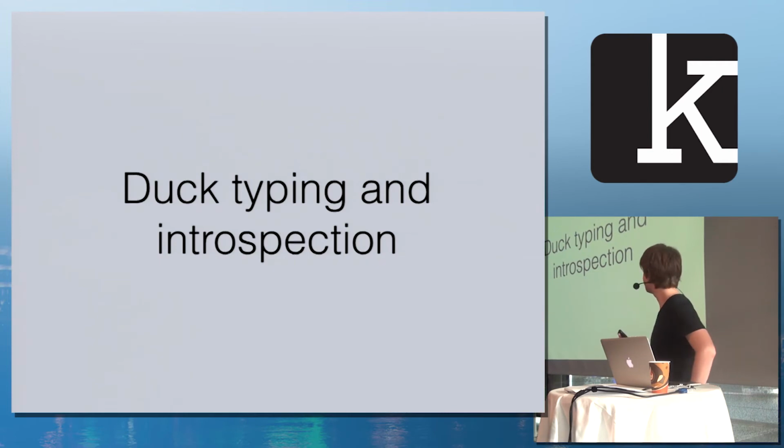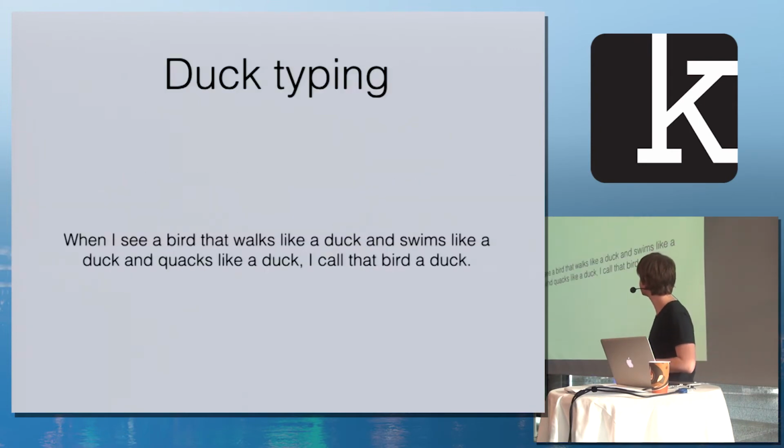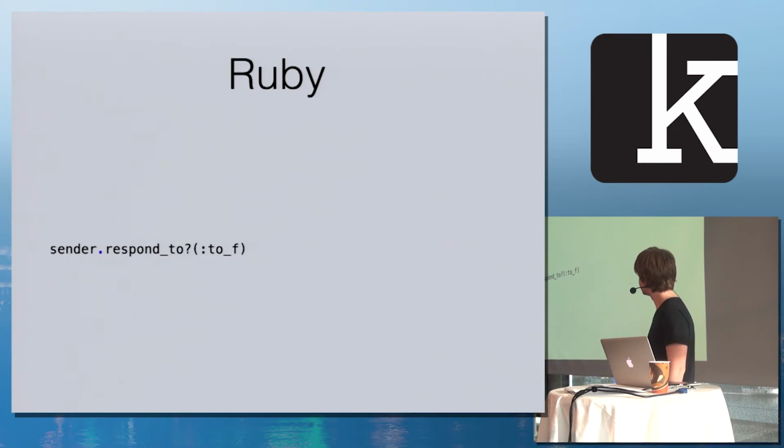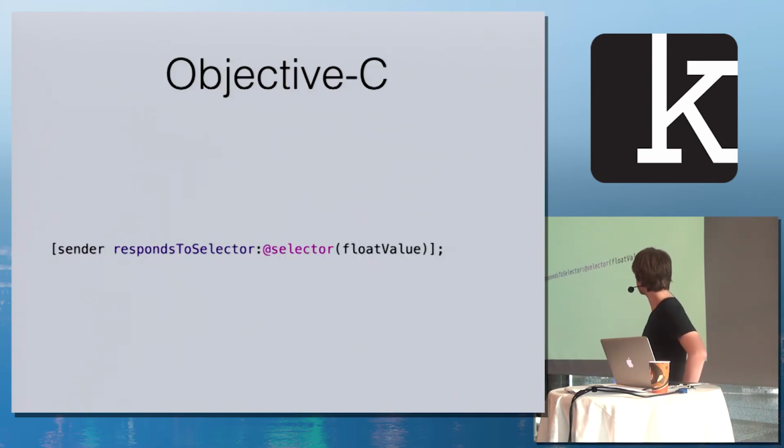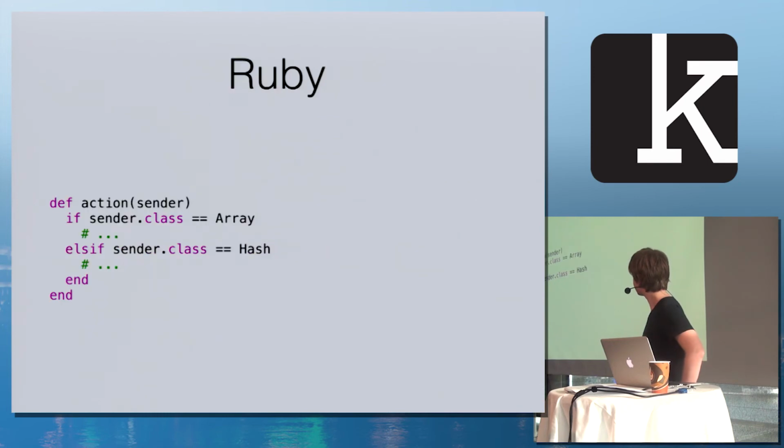Duck typing is something that scripting languages are famous for, and Objective-C can be duck typed. So, for example, like in Ruby, you can check if an object responds to a method like this. In Objective-C, you can do this. And in Ruby, you could have a sender. It's not typed. You can check if it's an array or a hash and do something else.